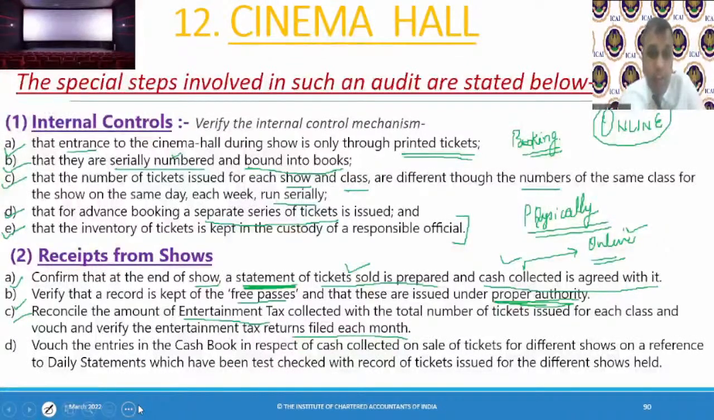Vouch the entries in the cash book in respect of cash collected on the sale of tickets for different shows, with reference to daily statements which have been tested with the record of tickets issued for different shows held. Basically, checking the cash book. Gone are the era when cash was collected and all. Today many of the bookings are done online, but tickets are sold in cash as well. So you just have to check the tickets with the cash book and the daily entries, a test check that for different shows, whatever tickets are issued, proper entries are made for the collection of cash in the cash book.